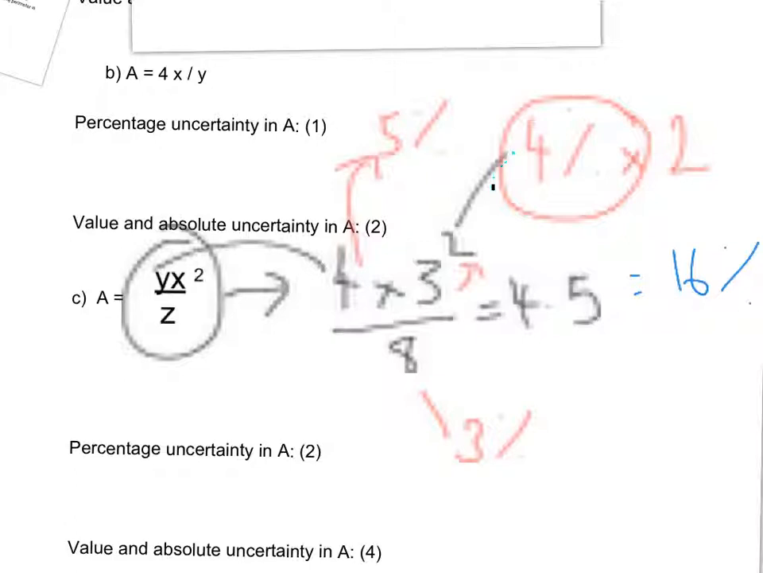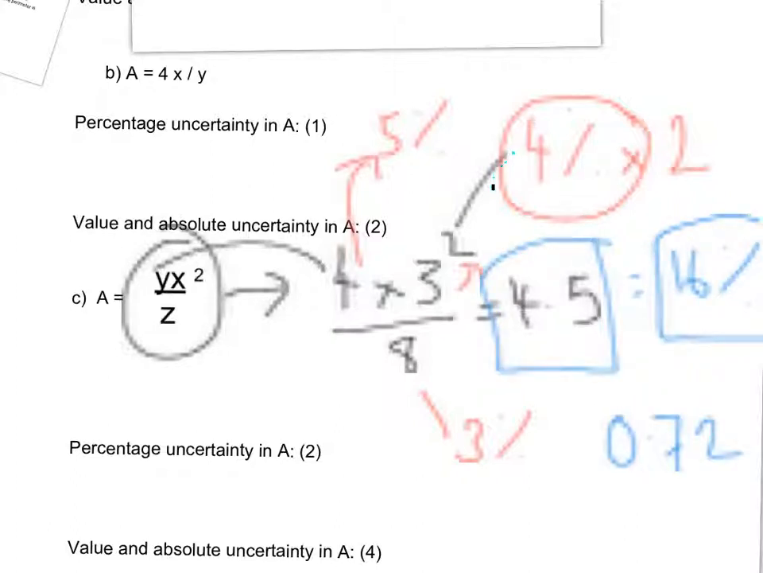Now once you've got that percentage uncertainty, you just find 16% of your value 4.5, which gives you 0.72. So just check through this and see if you get the same answer. If not, we can talk on Monday.